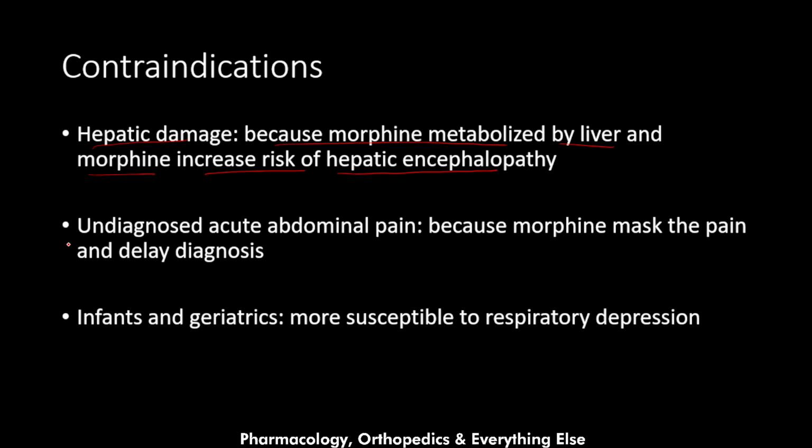It is contraindicated in undiagnosed acute abdominal pain because morphine masks the pain and delays diagnosis, and it is contraindicated in infants and geriatrics because they are more susceptible to respiratory depression.